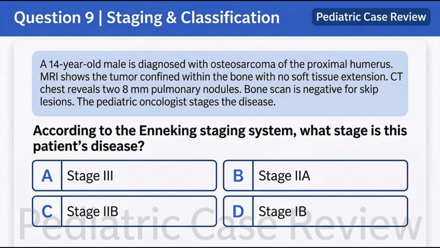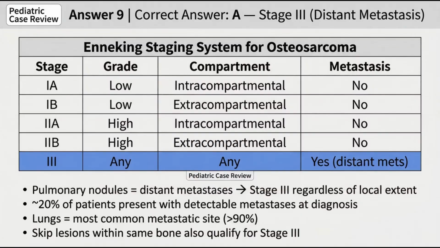According to the Enneking staging system, what stage is this patient's disease? Option A, stage 3. Option B, stage 2A. Option C, stage 2B. Option D, stage 1B. The correct answer is option A, stage 3. The Enneking staging system classifies musculoskeletal tumors based on three parameters: tumor grade, compartmental extent, and presence of metastasis.